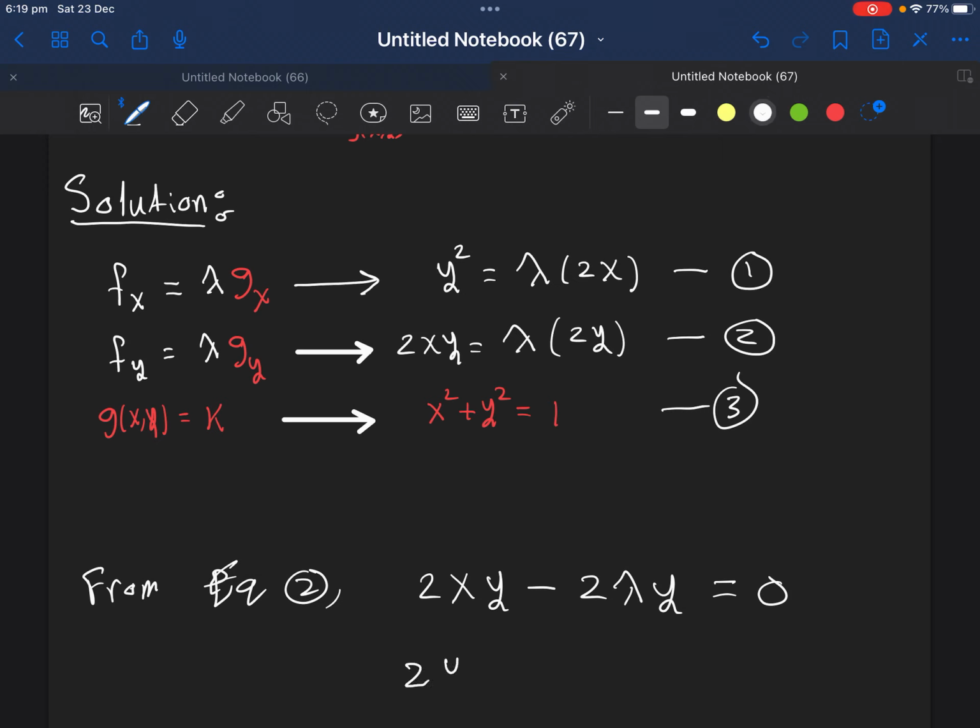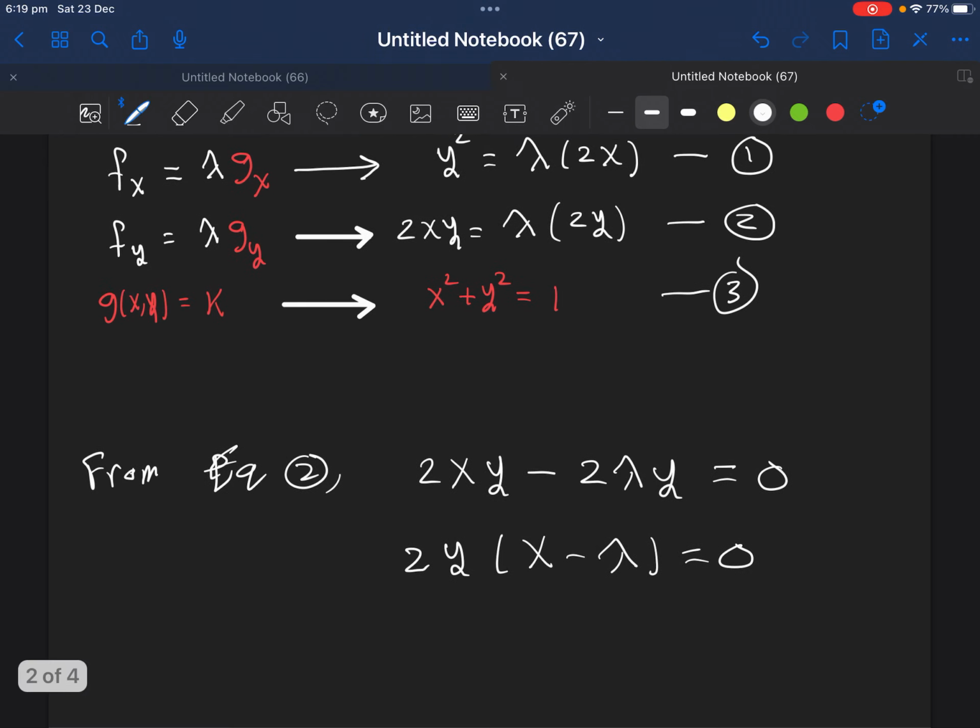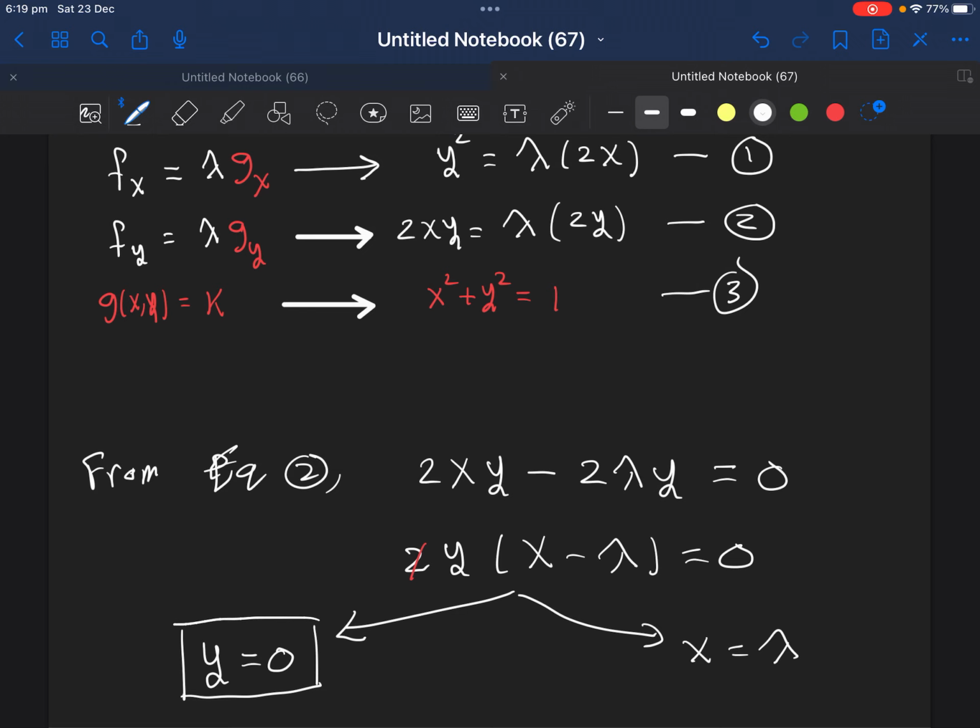Now take the common factor, so you get 2y(x minus lambda) equal to 0, which means, of course, I can now cancel the 2 easily. I end up with two possibilities. The first branch is either y equal to 0 or the possibility x equal to lambda. So I have two possibilities, and I have to work them down separately.